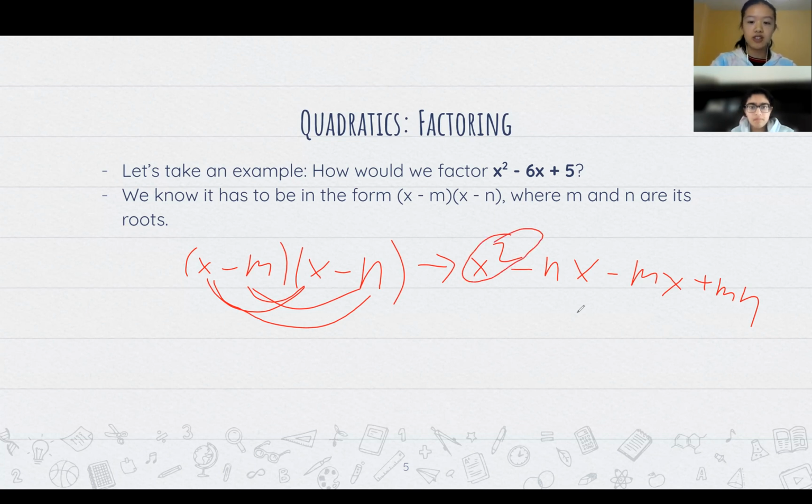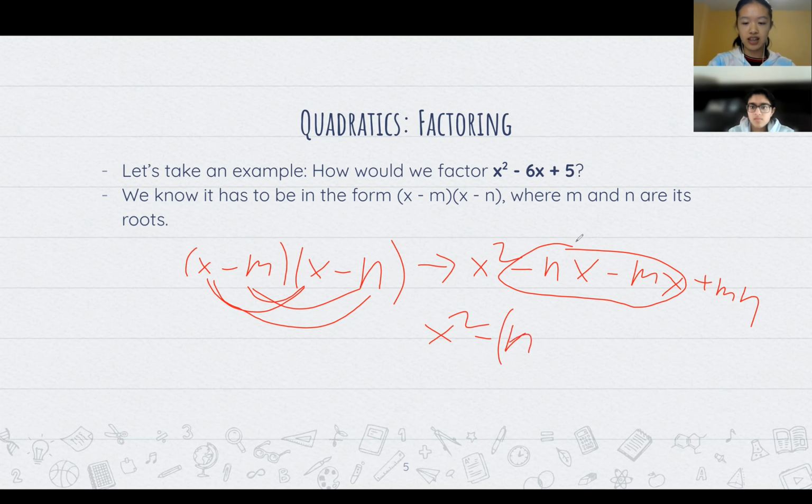Now here's the thing to note: this x squared corresponds to this x squared, right? And for this part, we can combine them to form x squared minus, in parentheses, n plus m, times x. And then this part here is just mn. Does everyone understand how we got this expression here? Okay, that's good.